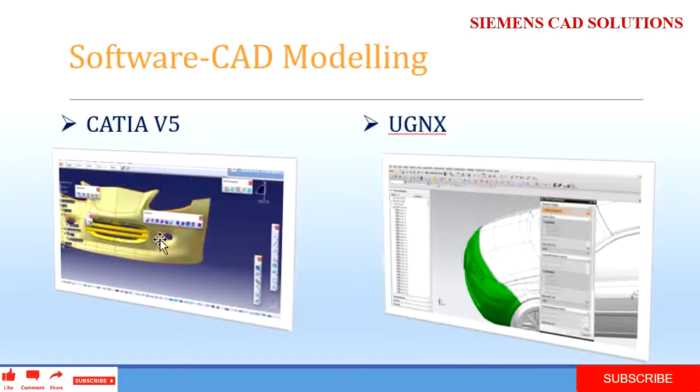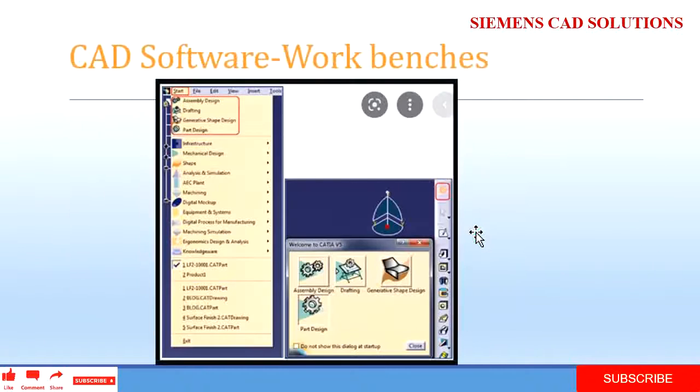Same in UG NX also, we have the surface workbench. By using the surface workbench, automotive components are created. So nowadays UG NX is evolving in automotive design. So this is the example of Catia workbench. Here we will have assembly design, drafting, sheet metal, surface and part design. So these are some more workbenches.